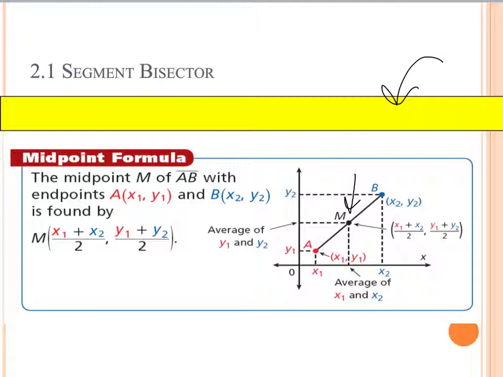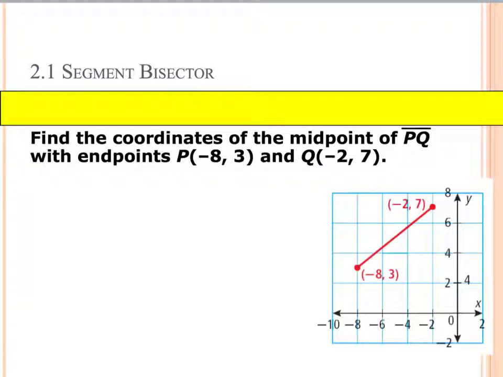Okay, so you're looking for a coordinate, and that's what we're going to find is a coordinate. You're given your two x's, add those together, divide by 2. You're given your two y's, add those together, divide by 2. Let's try an example. All right, it says find the coordinates of the midpoint of PQ with the endpoints P being at (-8, 3), and Q being at (-2, 7). So we are going to be finding the midpoint, and we know our midpoint formula. What is our midpoint formula?